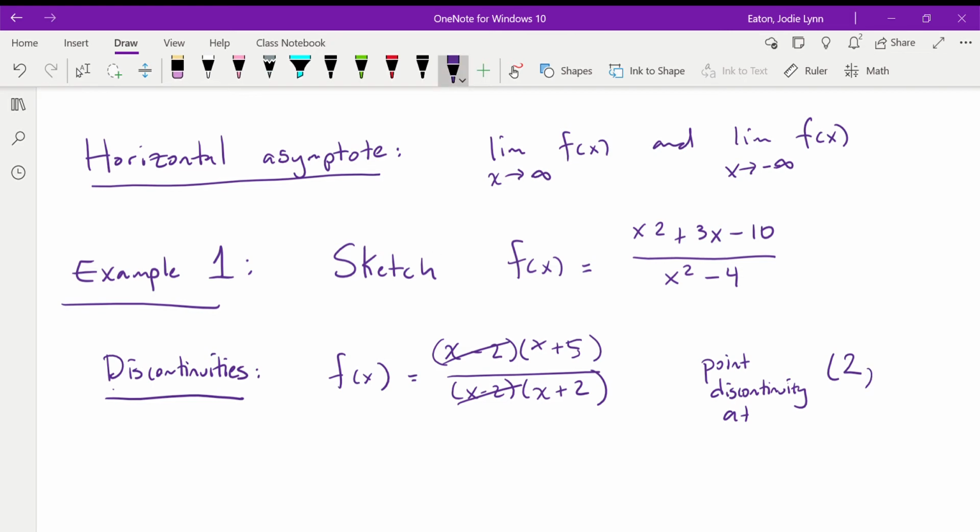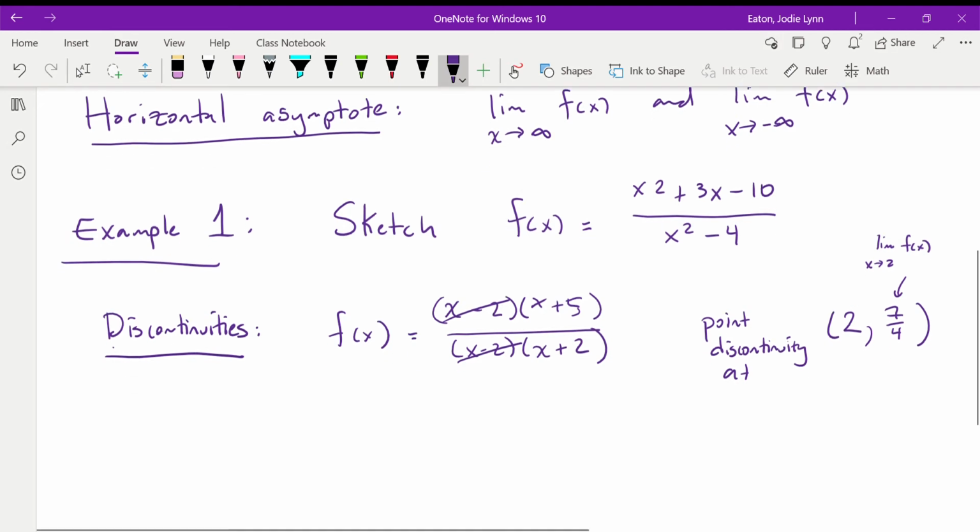Okay. Now to find the y coordinate, what we're going to do is plug 2 in to what's left over to see where it is heading to. Because everywhere except 2, that term cancels out. Just at 2, it doesn't exist. So if we plug in 2, we can see the limit. So when we're finding a point discontinuity, we're looking for the limit as x approaches 2 of f of x. The limit as x approaches 2 of f of x is 2 plus 5, which is 7, over 2 plus 2, which is 4. So that is not 7/2, it is 7/4. That is how we find the y coordinate of our point discontinuity.